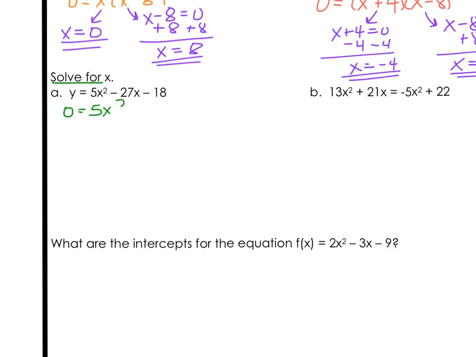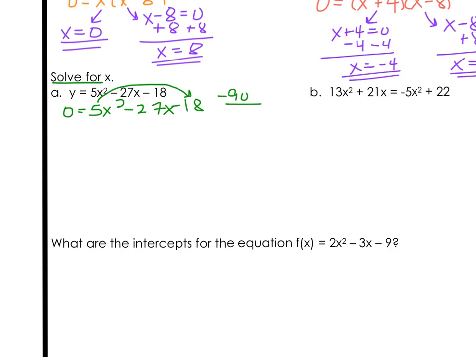And now notice in this example, everybody, there's a number out in front of x squared. Lucky us. Taking a look at the 27 with the x, and then the 18, notice there are no common factors. That means we have to apply the second part from lesson 4.3. We're going to need to multiply 5 times negative 18, and that would give us negative 80. Just kidding. That would give us negative 90. I don't know where that came from. 5 times negative 18 is negative 90.